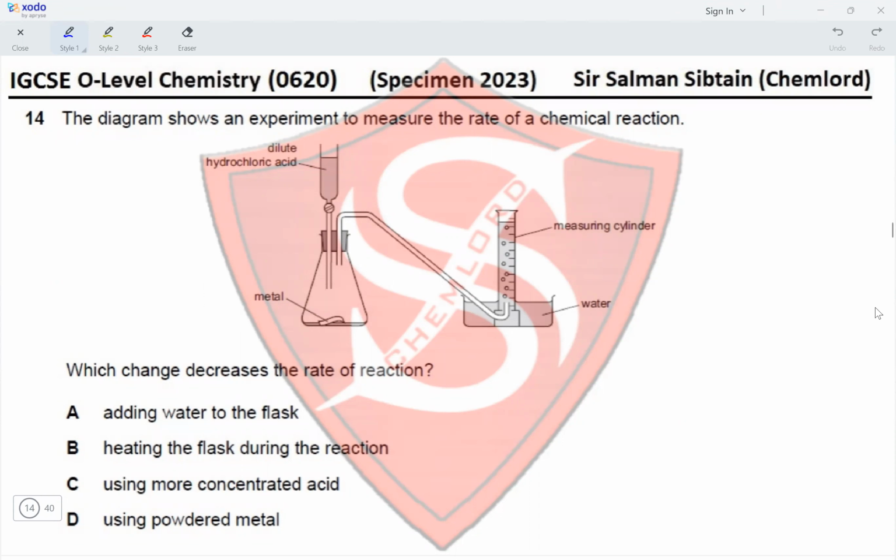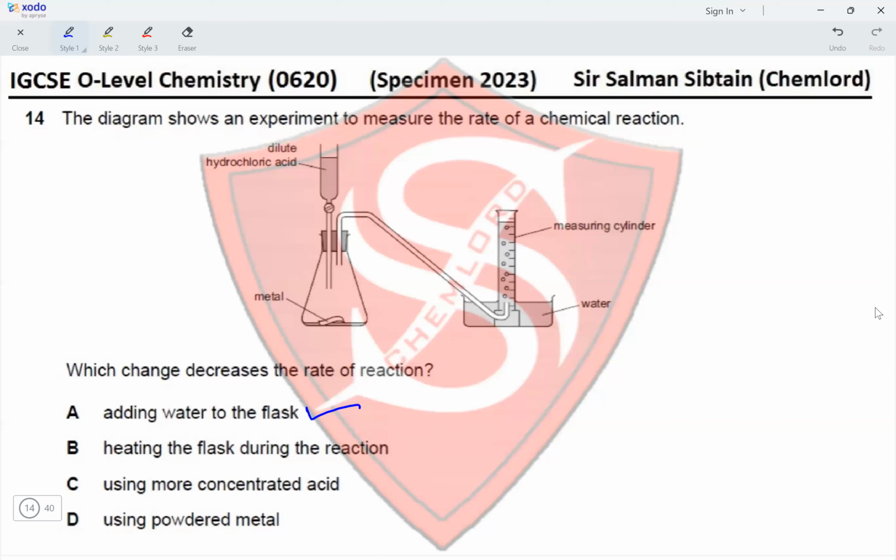Adding water to the flask. If we add water to the flask, now here it is meant as the conical flask that contains the metal. So when the acid would be added to it, the acid would get diluted. So in effect, by adding water to the flask, we are diluting the acid. And if the dilute acid is used, the rate of reaction would be slower. So this is correct.